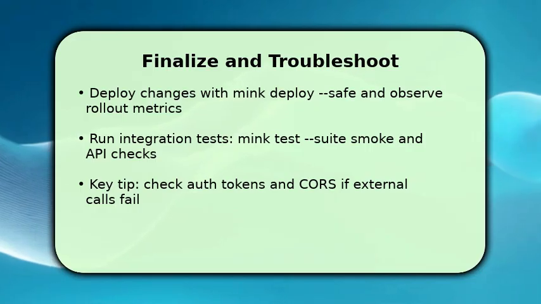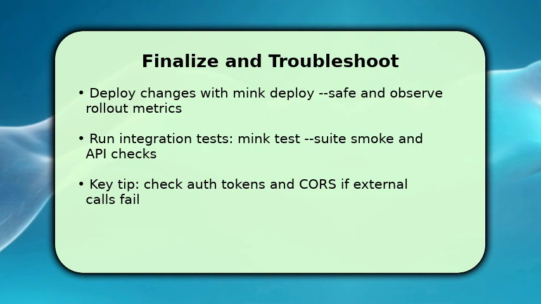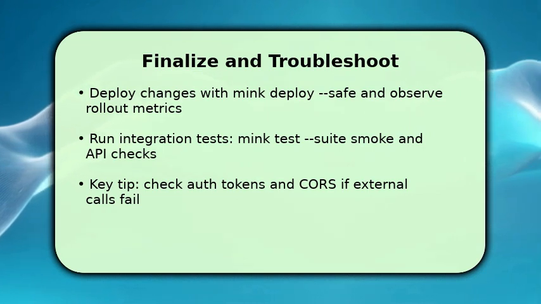If tests fail or external calls timeout, inspect tokens, scopes, and CORS headers immediately. Misconfigured auth and CORS are the most common causes. Finally, revert to the backed-up configs if needed. Adjust timeout/retry settings and rerun the health check before full release.